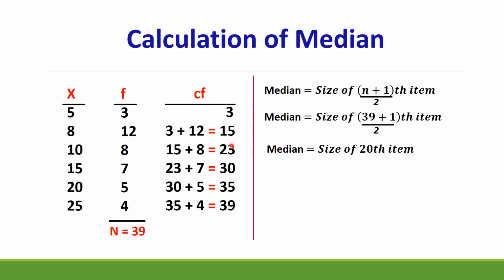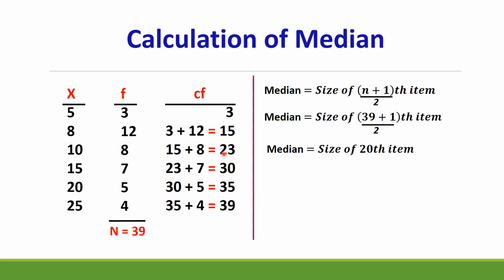The 20th item we have to find in the cumulative frequency. The cumulative frequency that holds the 20th number. So say the 3 does not hold 20. 15, it also does not hold 20. 23, yes, 20 can come inside this 23. So this is the cumulative frequency corresponding to the median.